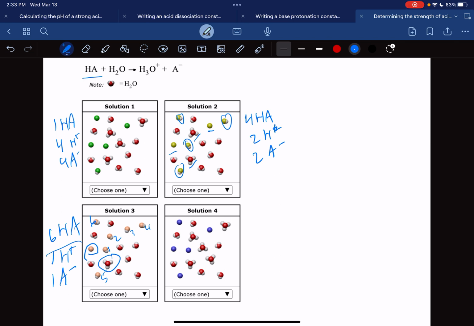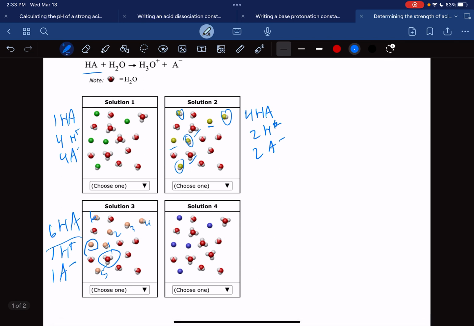And then finally, let's look at this one. This one said, let's 100% break apart, because I don't see even one of the HAs in here. When I take a look at my H pluses or H3O pluses, I have 1, 2, 3, 4, 5 here. So I have 5 H pluses. And I could count them, but I'm going to use the marker: 1, 2, 3, 4, 5 of the A minuses. We could probably assume, because it's a 1-to-1 ratio, that this is the case.